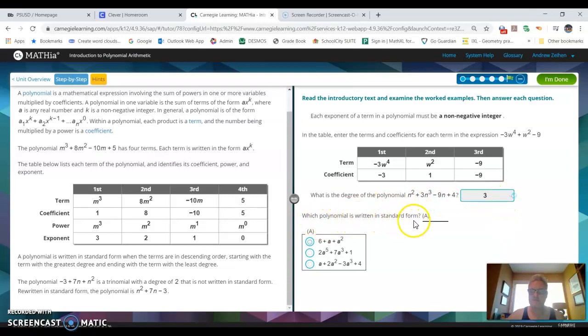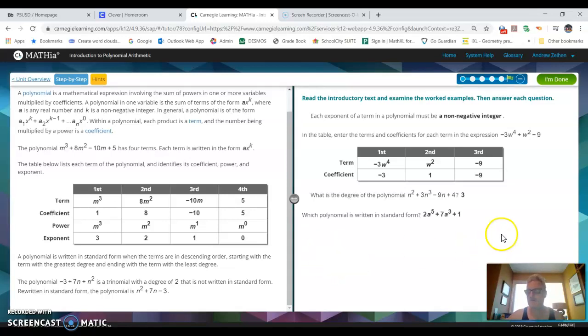Which of the polynomials is written in standard form? Okay, well this is definitely not. This one should have been first. This one looks like it's in standard form, and this one is not because this should have been first, this should have been second, and that third. So we're going to select that one. Okay, so it looks like we're done with that one.